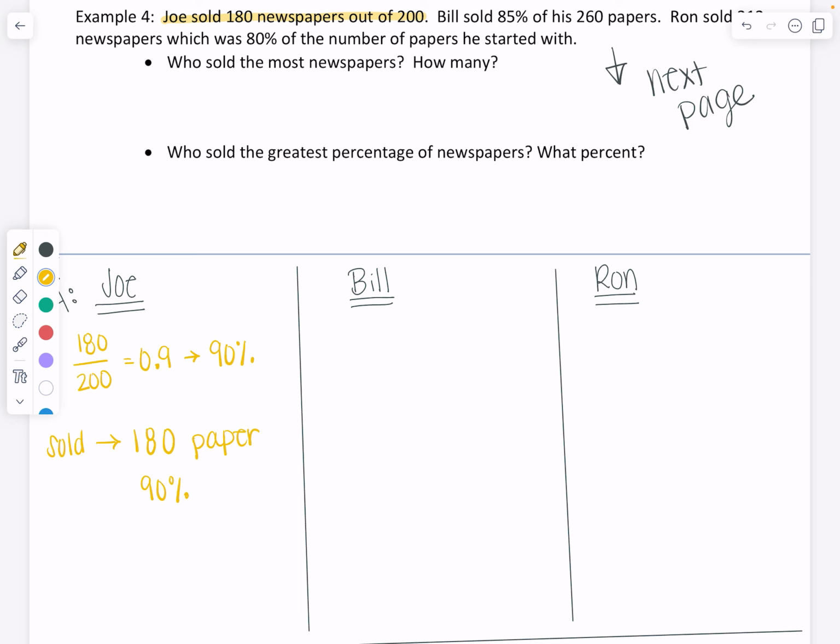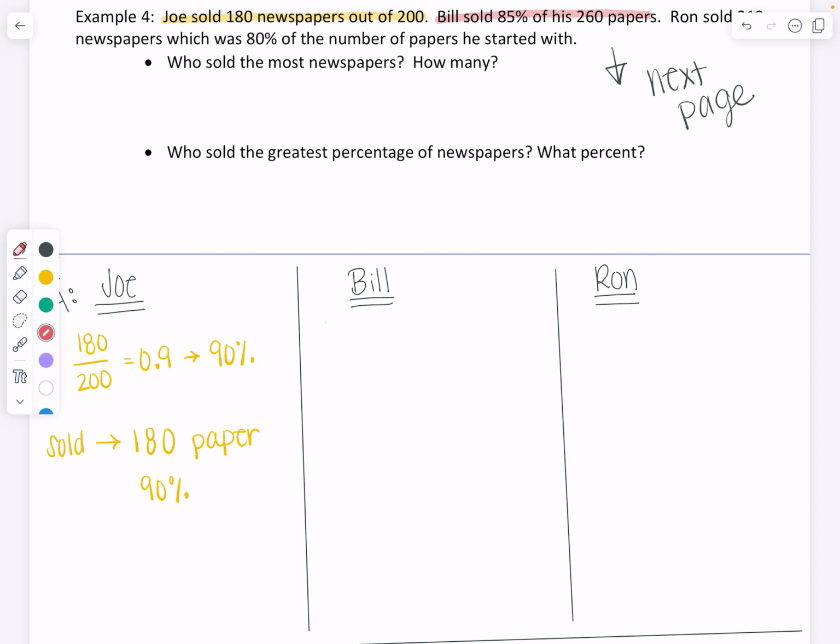Bill sold 85% of his 260 papers. Okay, so we're going to compare his, but before we can compare it, we know Bill's percent. Bill sold 85%, but we don't know how many papers he sold. We just know that he sold 85% of his 260 papers. So we're going to have to set up a proportion for Bill.